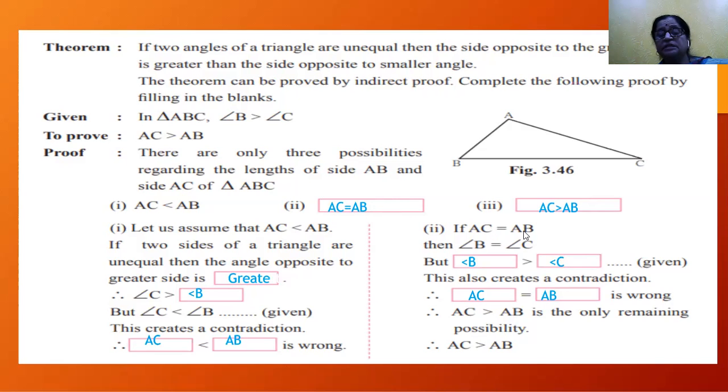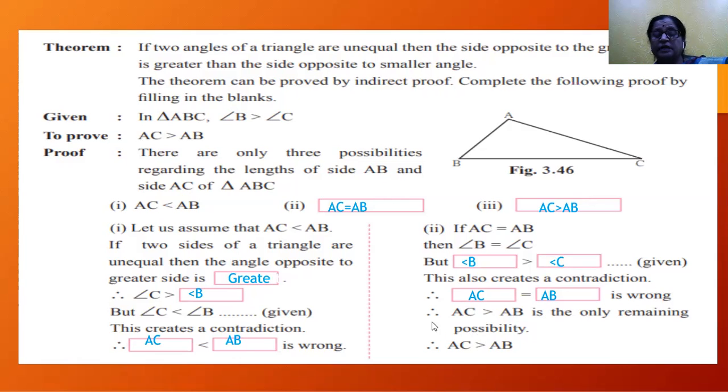If AC is equal to AB, then the angles must also be equal, so angle B is equal to angle C. But angle B is greater than angle C, it is given, so this creates a contradiction, and therefore AC is equal to AB is wrong.